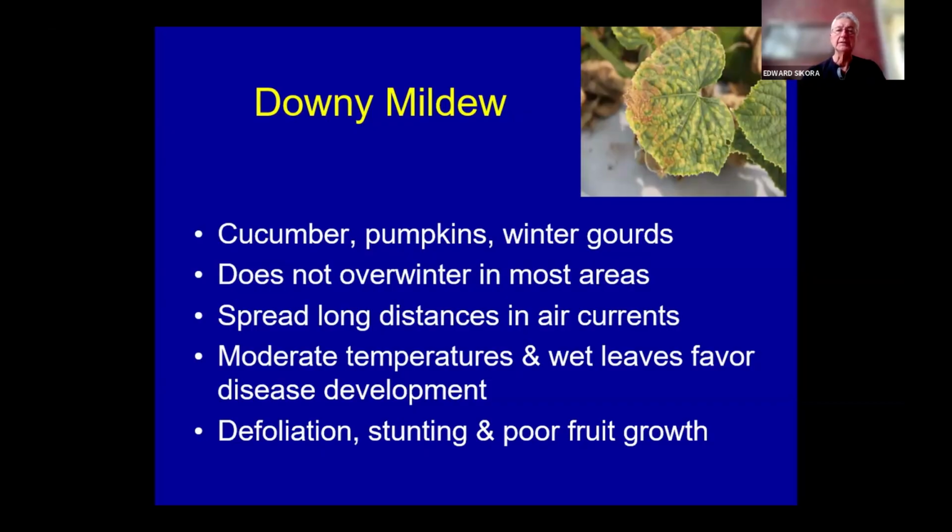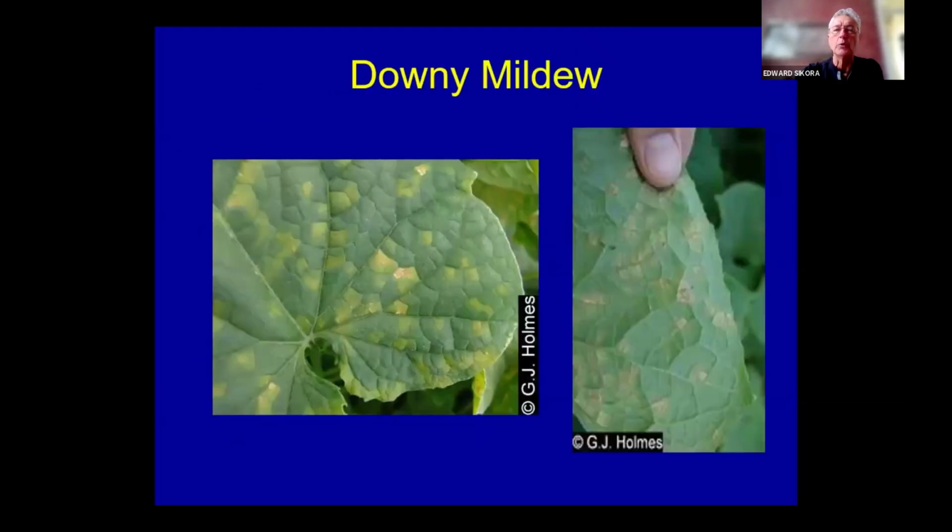Moderate temperatures and wet leaves favor disease development. So we see this more in fall crops personally. But defoliation, stunting, and poor fruit growth are all possibilities. Classic symptoms here on cucumbers are yellow angular spots on the foliage, starting on the older leaves in the crown, and then moving outwards. And if you turn that leaf over, corresponding to the yellow spots, you'll see a fluffy tuft of fungal growth.